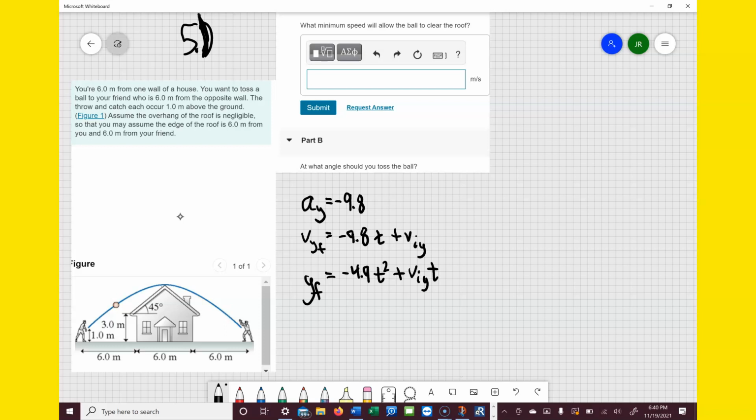So we know that the height that we want to get that ball to is 5. So I'm going to rewrite this as 5 equals negative 4.9 t squared plus VIY t. And we also know that when it gets to that height, at its apex, the vertical velocity is 0 for a split second. The horizontal velocity is not 0, but the vertical velocity at that moment when it reaches its apex is 0.